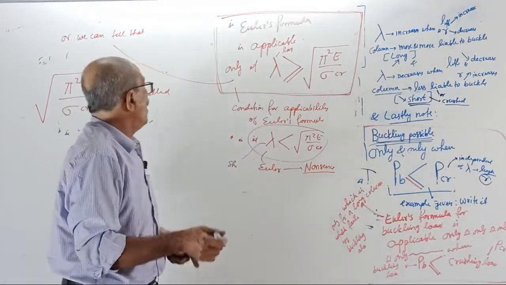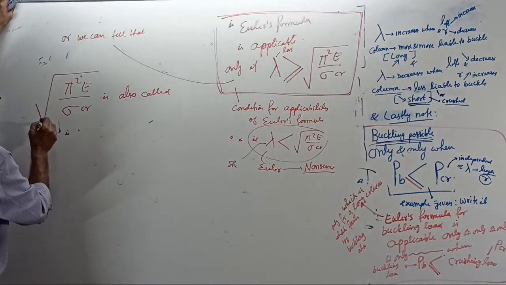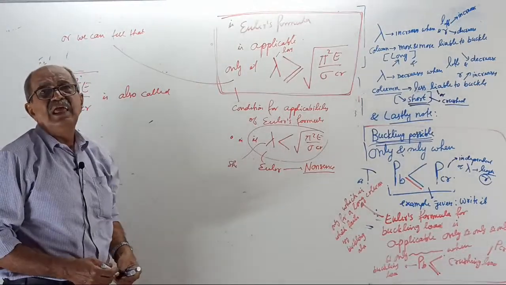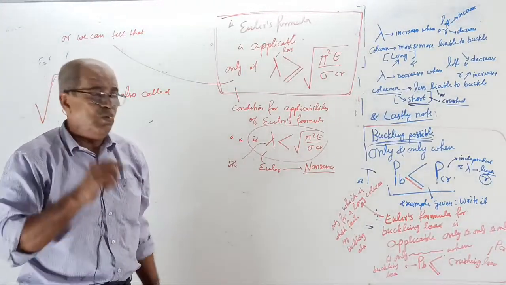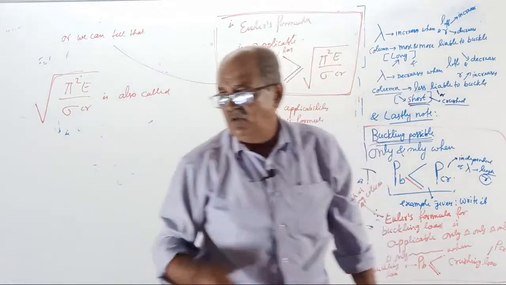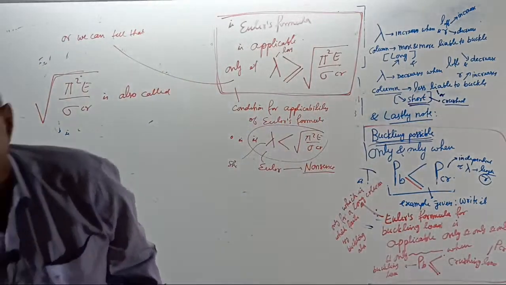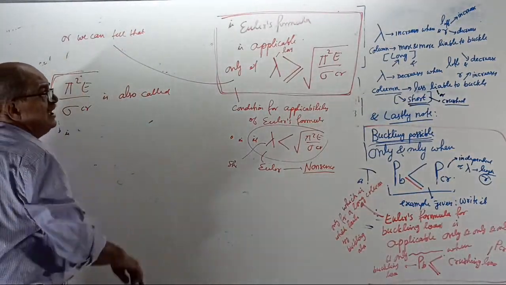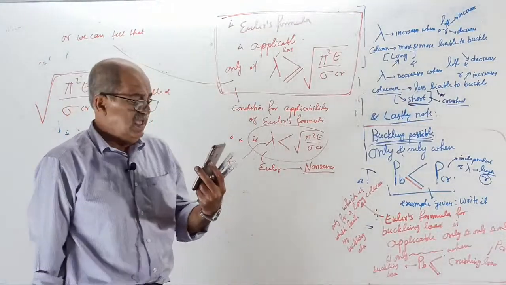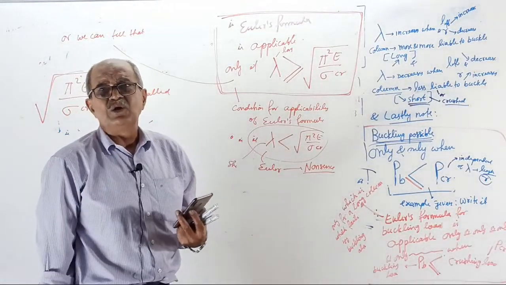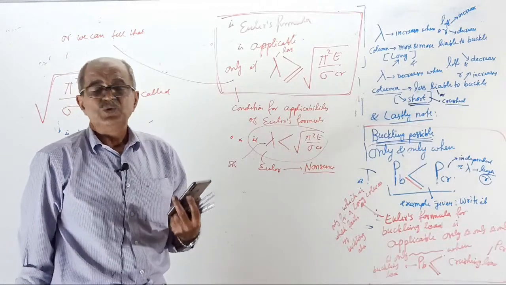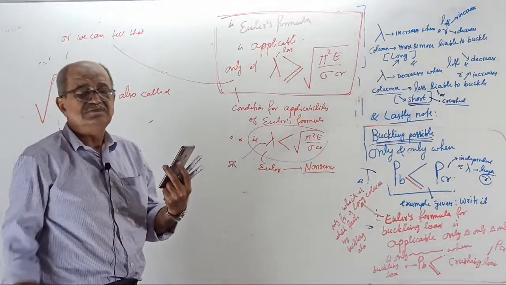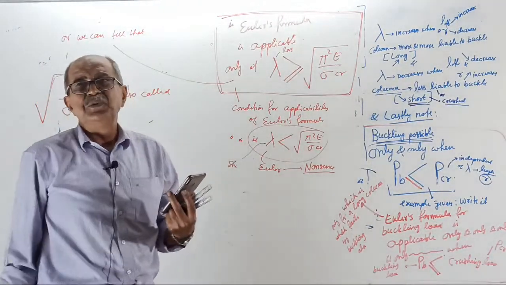Nonsense. Okay. Or you can tell root pi square E by sigma CR is mathematically, very clearly, you can call what? Tell me. Let me see how many give the answer. I want one word. Fast. Tell me what name you can give for this one. Root pi square E by sigma CR. What you can call? Fast. If you don't know, don't know.